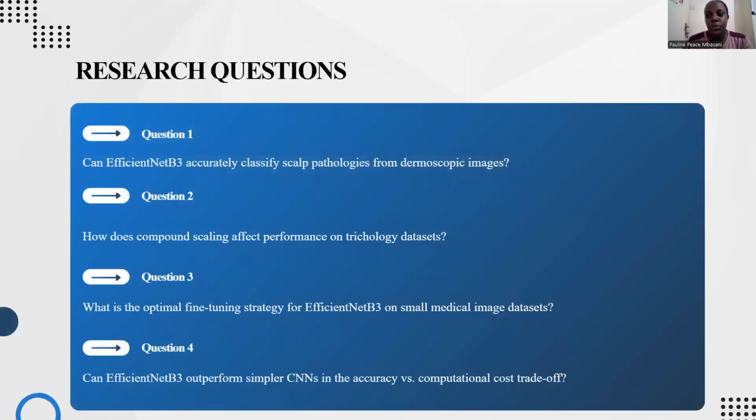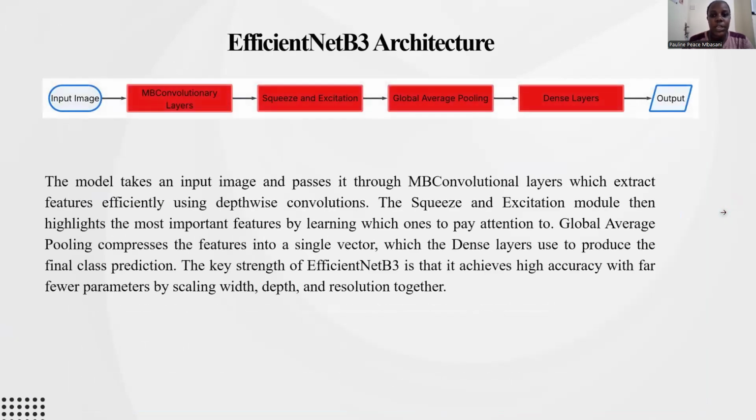Then I looked at a few research questions that are going to guide what we focus on for this specific model. The next slide looks at the architecture for this model. We begin with the input, which is a 300 by 300 pixel image, followed by 7 stages of convolutional blocks. These are mobile inverted bottleneck convolutions, which extract features efficiently using depthwise convolutions.